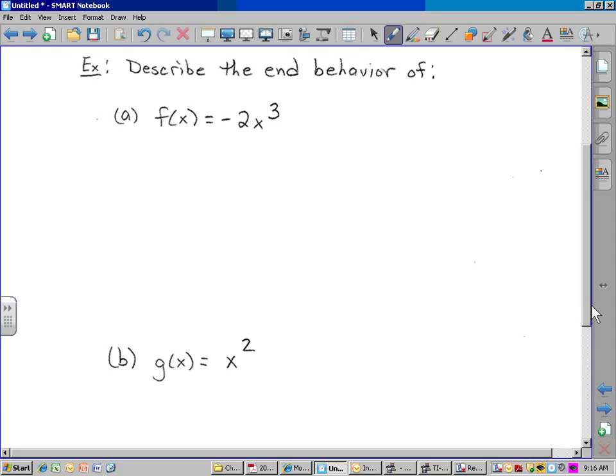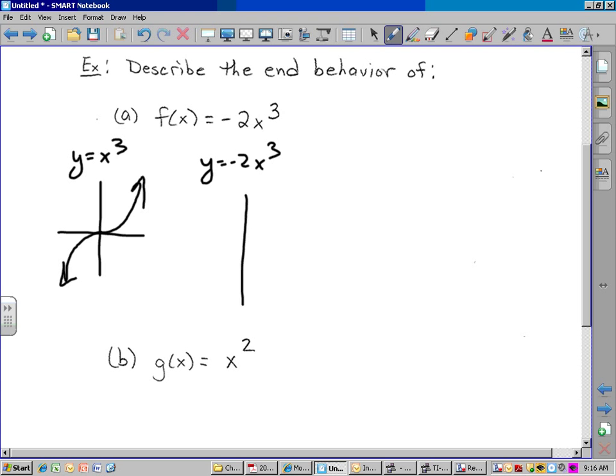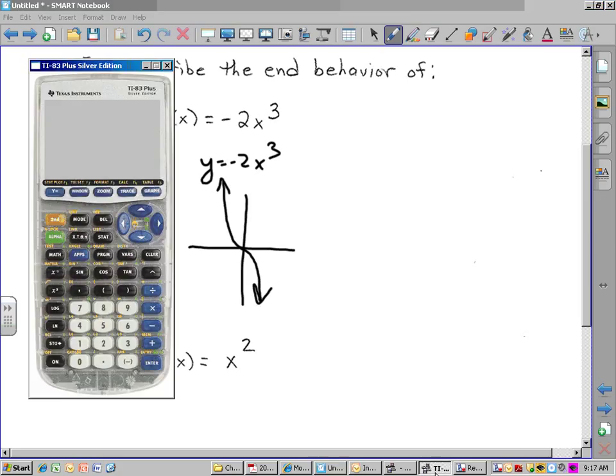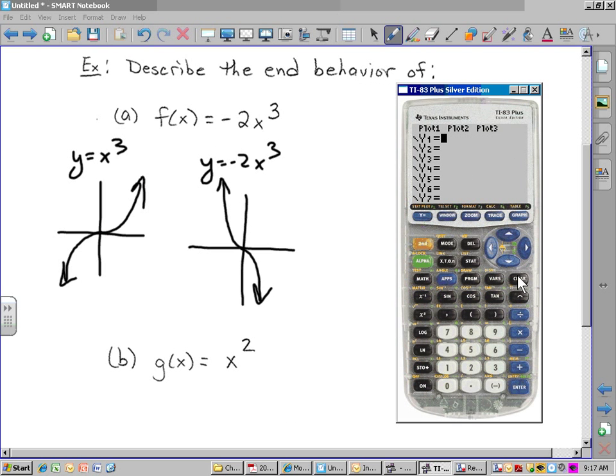All right, describe the end behavior of this. Negative 2x cubed. Maybe you know what this looks like, maybe you don't. Y equals x cubed is a basic cube. The negative is going to cause reflection, the cube is going to stretch it. So y equals negative 2x cubed is going to basically look like this. If you're not sure, you can always confirm it with your calculator.